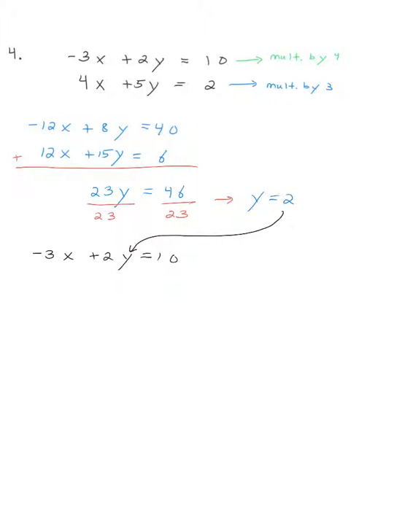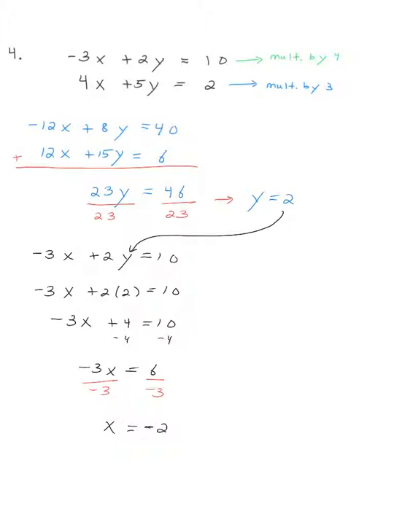We get negative 3x plus 2 times 2 is equal to 10. Negative 3x plus 4 is 10. Subtracting 4 from both sides gives me negative 3x is equal to 6. If I divide both sides by negative 3, I get that x is equal to negative 2. This is my solution. X is negative 2, and y is equal to positive 2 will make both equations true at the same time.